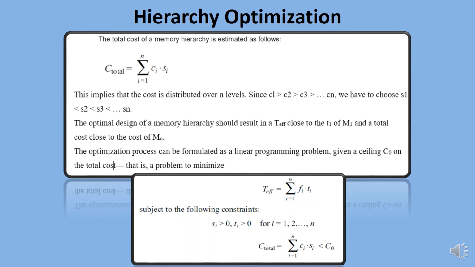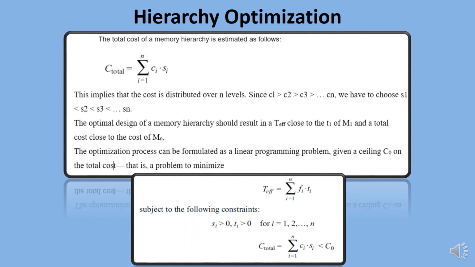Given a ceiling C0 on the total cost, that is a problem to minimize T_eff = Σ (i=1 to n) fi ti, subject to the following constraints: si > 0, ti > 0 for all i = 1 to n. C_total = Σ (i=1 to n) ci si must be less than C0.